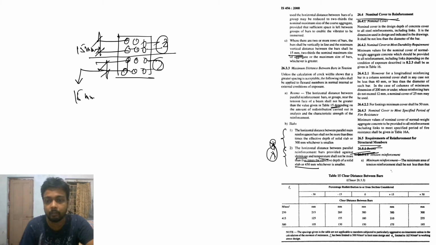So today we'll start from this nominal cover to reinforcement, clause 26.4.1. Nominal cover is the design depth of concrete over all steel reinforcement including link. It is the dimension used in design and indicated in drawing, and it shall not be less than the diameter of the bar. Nominal cover means, yesterday I drew this picture, so again I draw this picture.